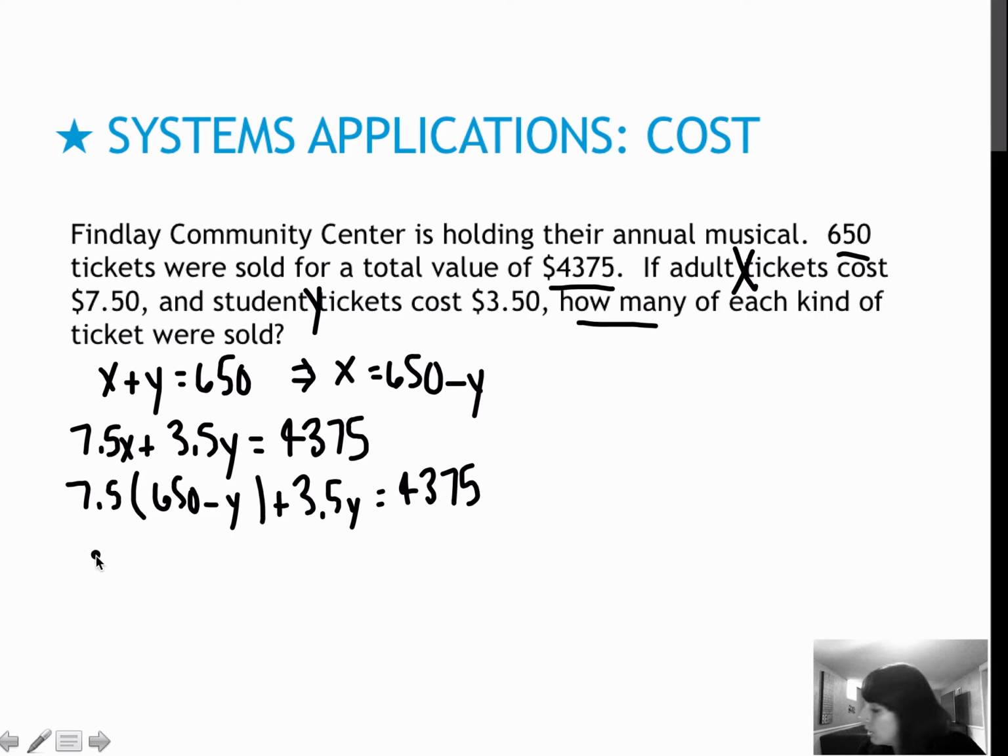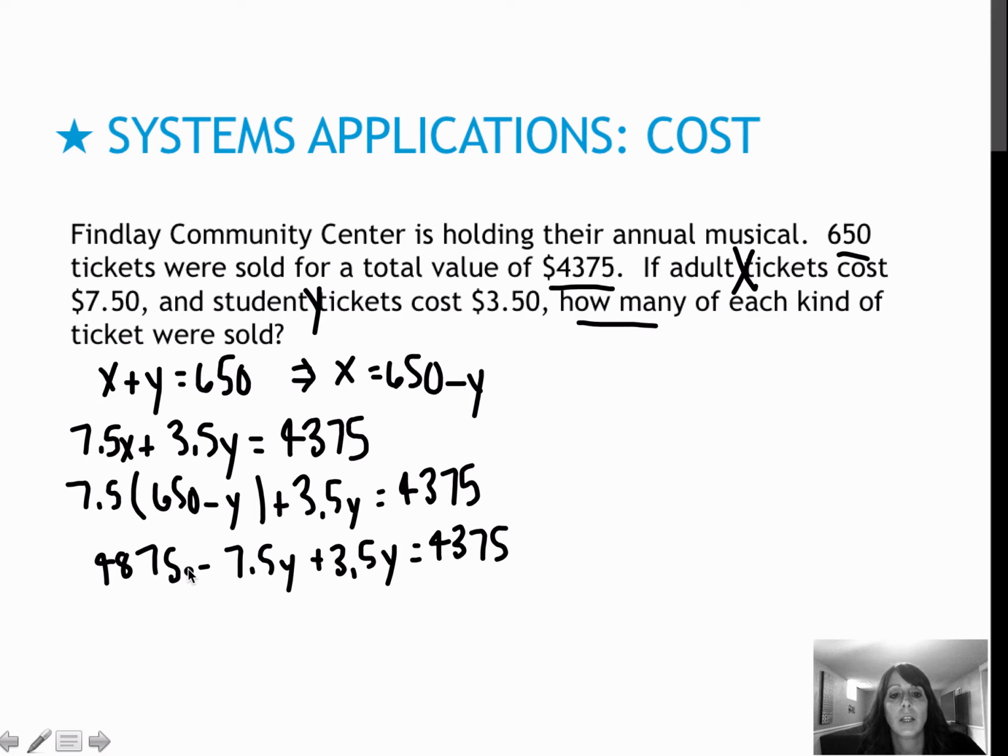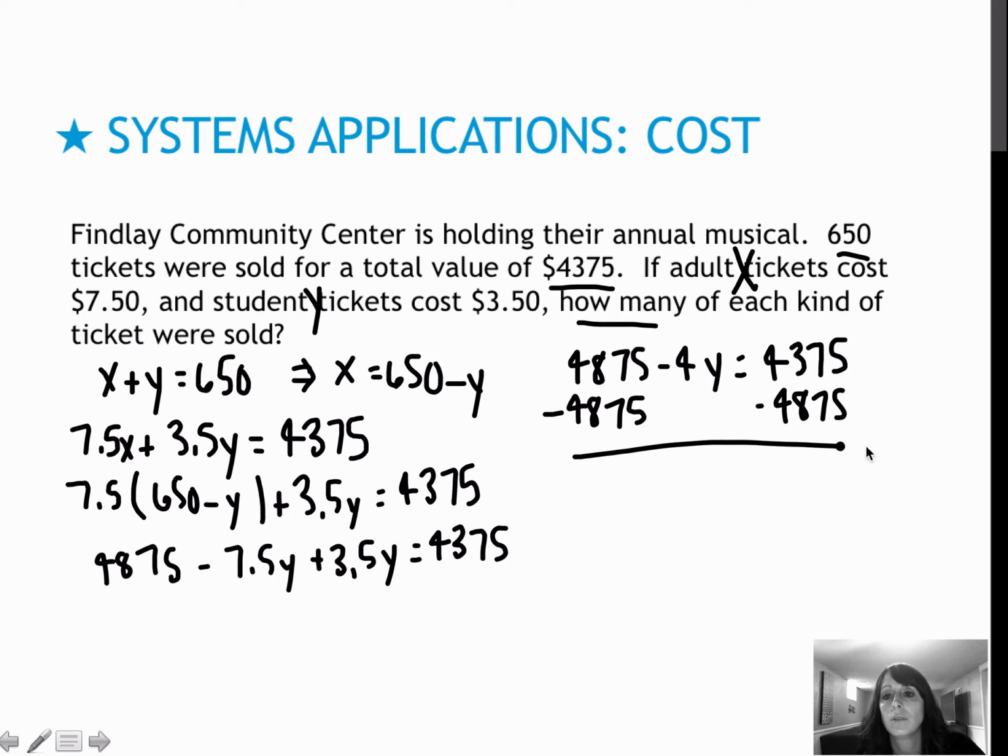When I distribute, I get 4,875 minus 7.5y, and then everything else stays the same. These two values combine, so that leaves me with 4,875 minus 4y equals 4,375. Remember, I'm trying to solve to get y by itself, which gives me that y would be 125.